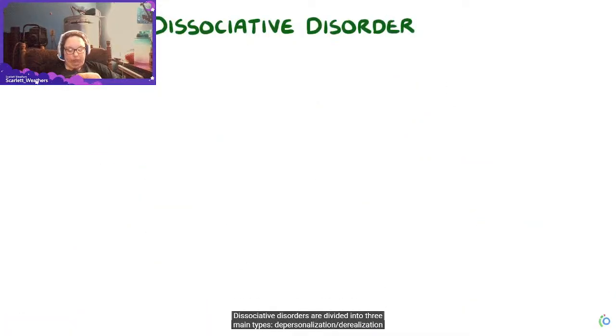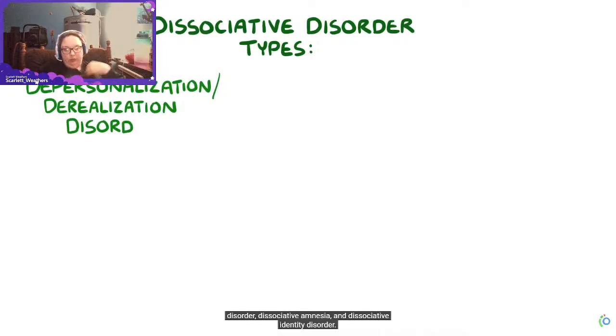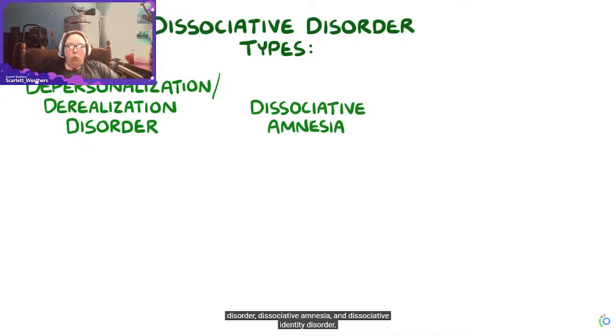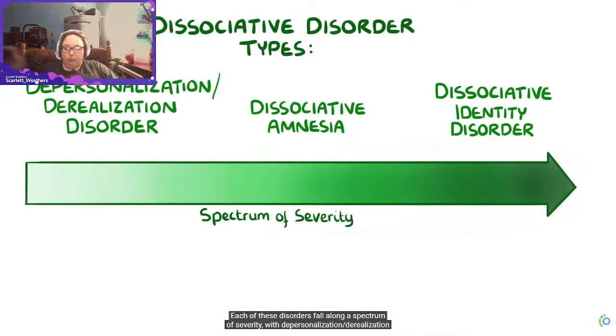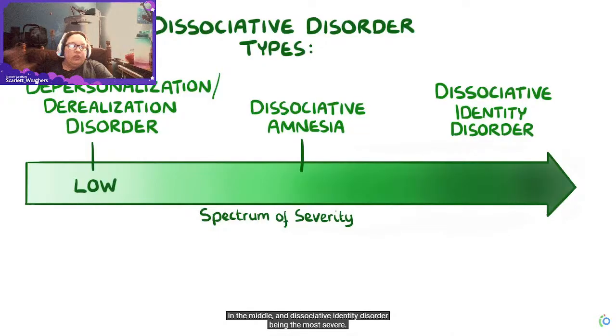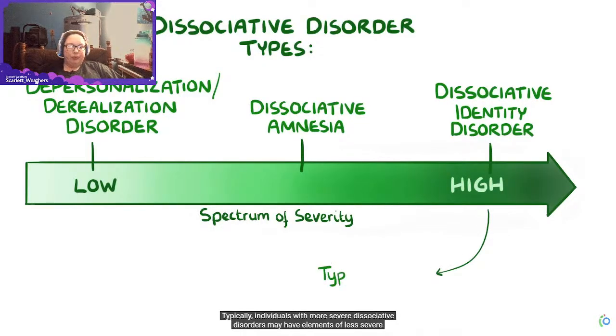Dissociative disorders are divided into three main types: depersonalization-derealization disorder, dissociative amnesia, and dissociative identity disorder. Each of these disorders falls along a spectrum of severity, with depersonalization-derealization disorder being the least severe end of the dissociative disorders, dissociative amnesia falling somewhere in the middle, and dissociative identity disorder being the most severe. Typically, individuals with more severe dissociative disorders may have elements of less severe ones as well.